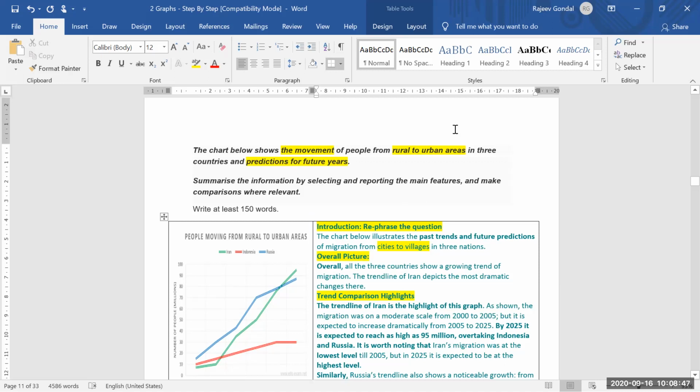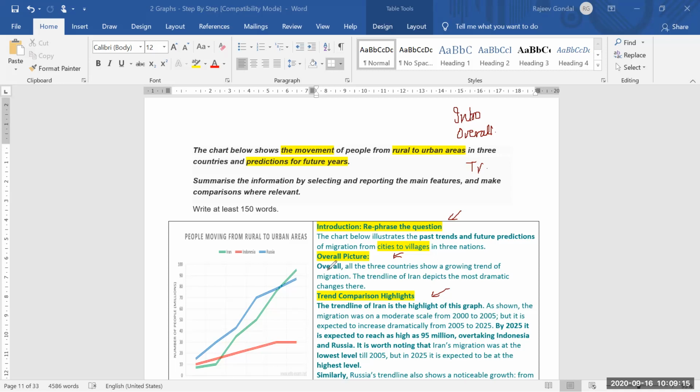Let me just give you a summary or a template for it. You're supposed to write an introduction, then an overall picture, one line or one sentence that clearly depicts the overall picture of the graph, and then you are supposed to talk about trends, comparisons, and highlights. So basically, this is the third paragraph: the introduction, the overall picture, and the body, wherein we talk about trends, comparisons, and highlights.